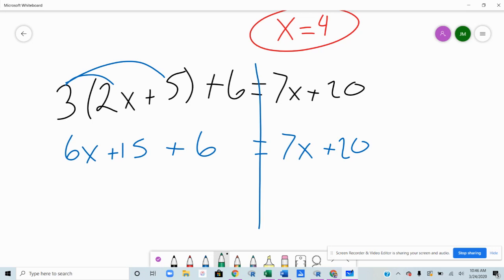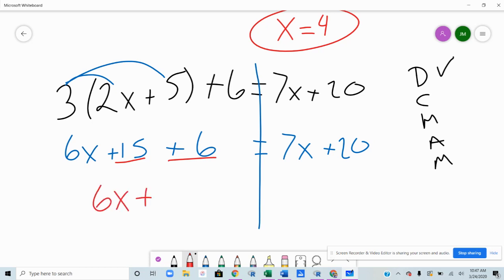Okay, after we distribute, don't call me after midnight, we distributed. C stands for combine like terms. Like terms must be on the same side of the equal sign, so we're going to look at the left. Does it have any like terms? 6x plus 15 plus 6? Yes, 15 and 6 are like terms. So 6x plus, and then we got 15 plus 6, which is 21. We're going to look for like terms on the right side. 7x plus 20. No like terms there. So 7x plus 20.